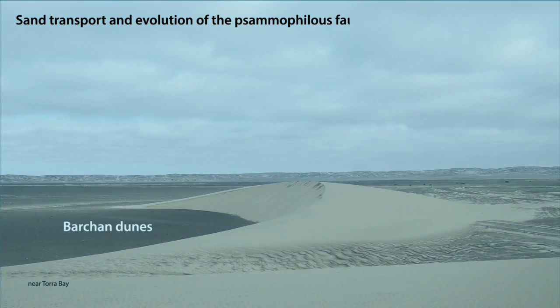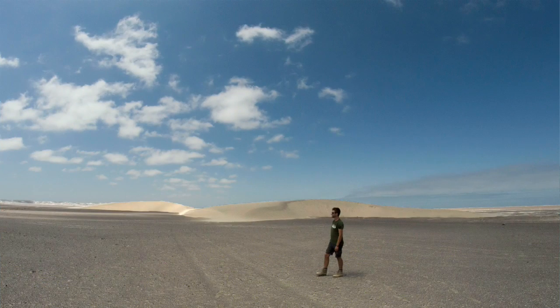Barchan dunes are small, standalone, crescent-shaped sand dunes. They are a prominent feature of sandy river mouths, including this one found near the mouth of the Koichab River on Namibia's Skeleton Coast, near Tora Bay. Barchan dunes are highly mobile, driven by wind.